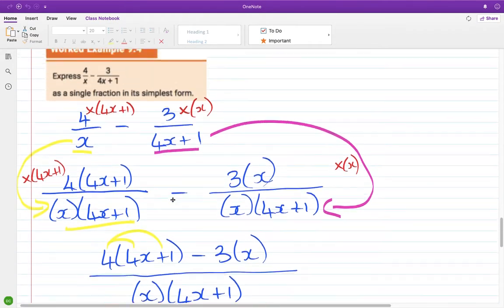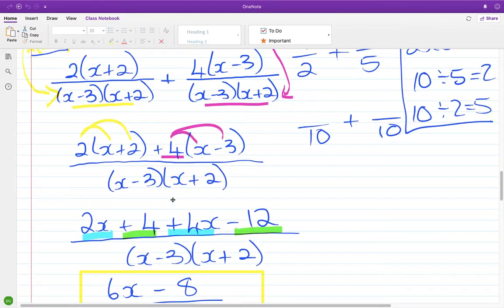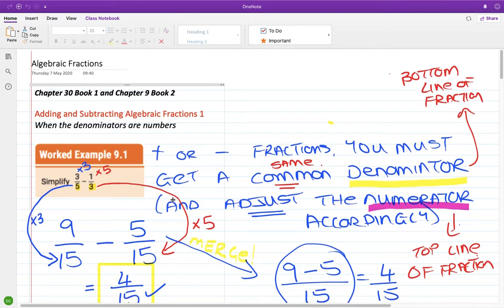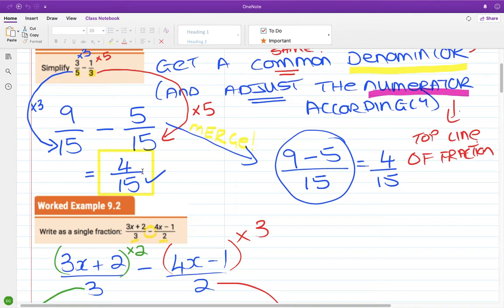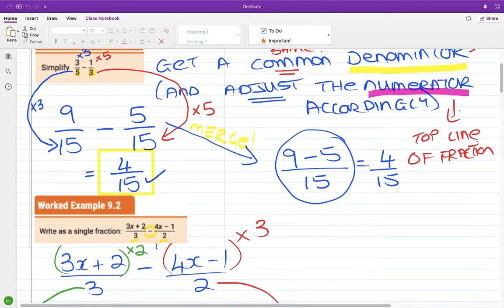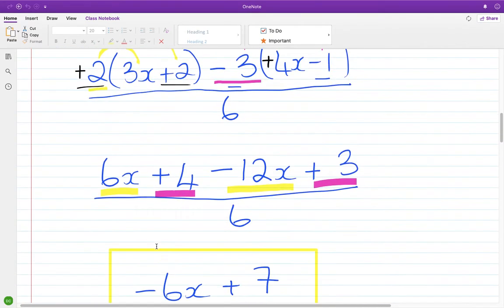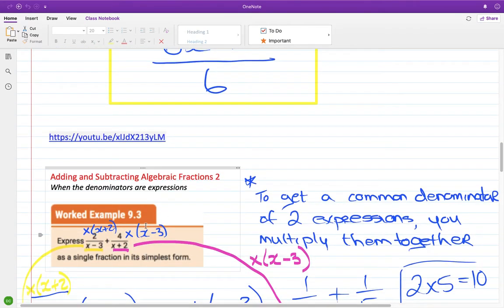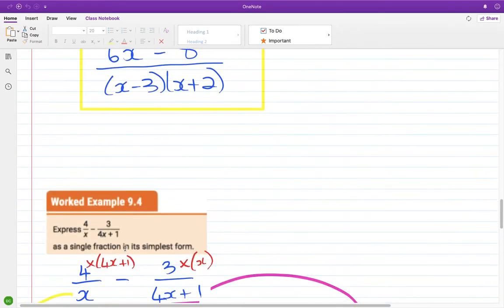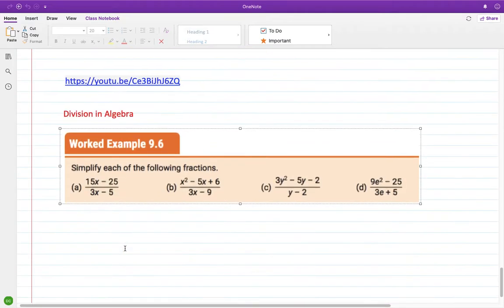So we have now done adding and subtracting of fractions. We did the first type, like these ones, where the denominator was a number, or both denominators were numbers. And then we increased the complexity a little bit by making the denominators expressions. So the next thing we're going to move on to is division.